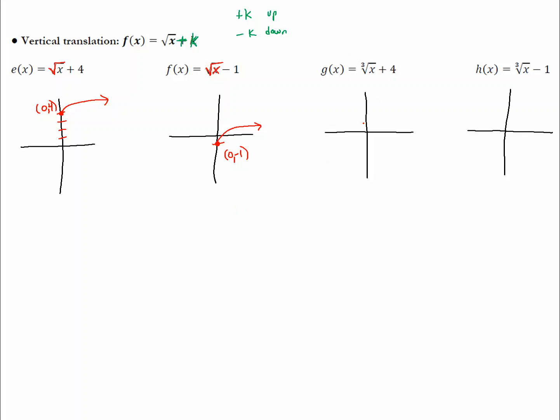Cube root of x plus 4. 1, 2, 3, 4. We're moving up, remember, because this is that plus k. It's outside of the radical. This is 0, 4. But this one is the cube root of x. Remember, the cube root of x is that s-looking thing? So it does this. Goes through the point, and it does that. This one is the cube root of x minus 1. So we drop 1, 0, negative 1. And same thing, this one is the cube root of x. So it's going to have that S shape behavior. Perfect.